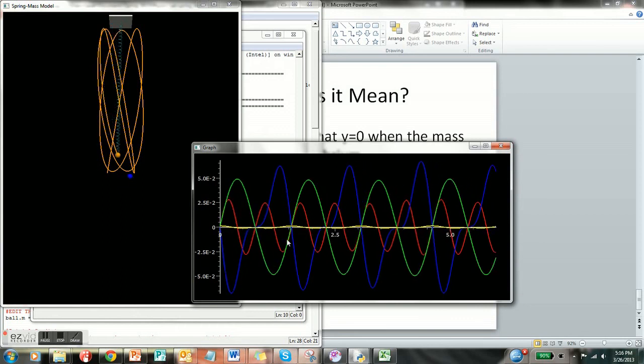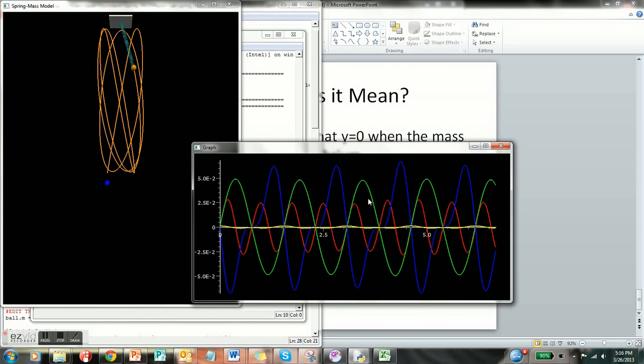Notice there's almost no change in the x direction, but profound change in the y direction because we changed the initial y condition.